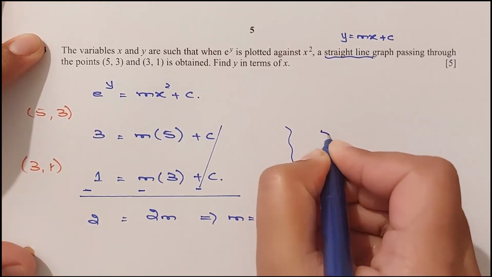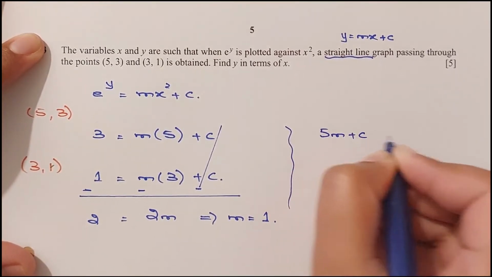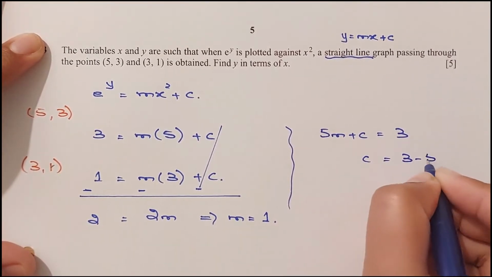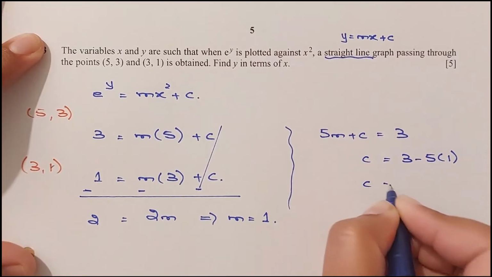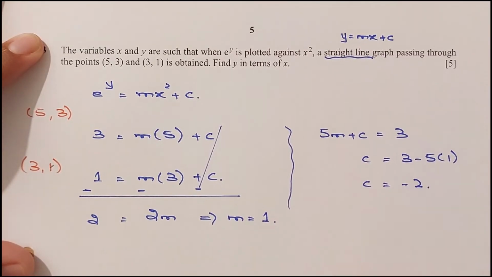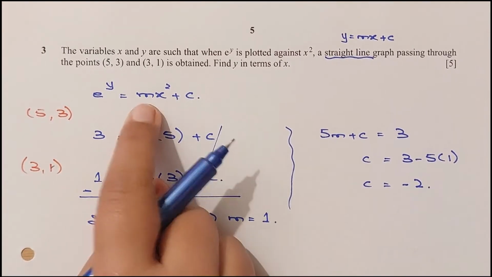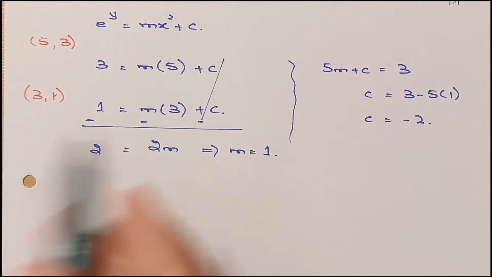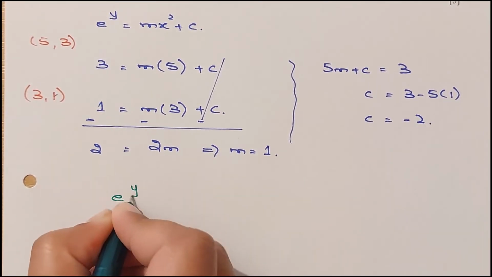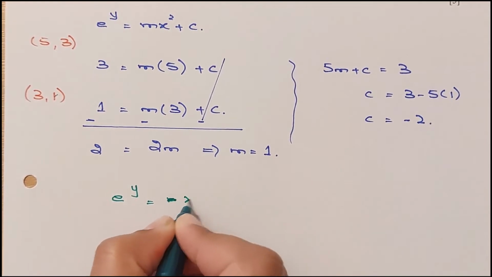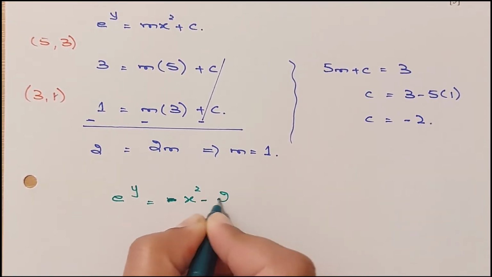Substitute the m value into the first or second equation to get c. So we can say 5m plus c equals 3, so c equals 3 minus 5 times m. So c equals 3 minus 5, which is negative 2. Now let me put the m and c values back into our equation of the line. So now we have e power y equals, m is 1, just x square minus 2.